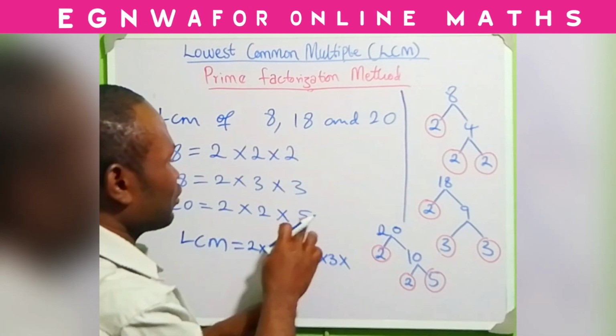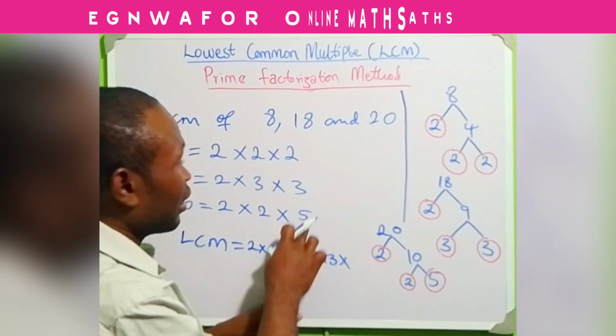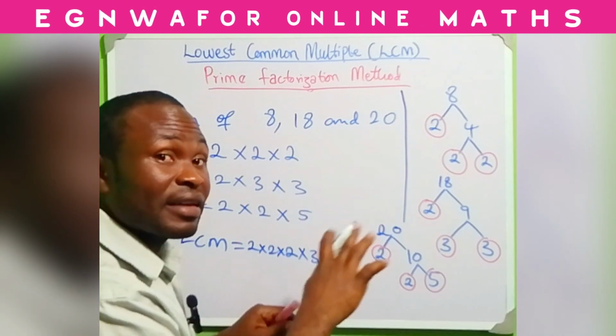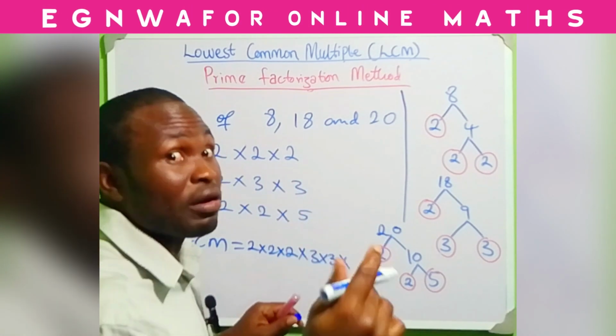We still get 5 for this number, isn't it? No be so? And only one 5, which is to say that this 5 na big pass every other 5 wey dey there. Moreover, na only one 5, abi?